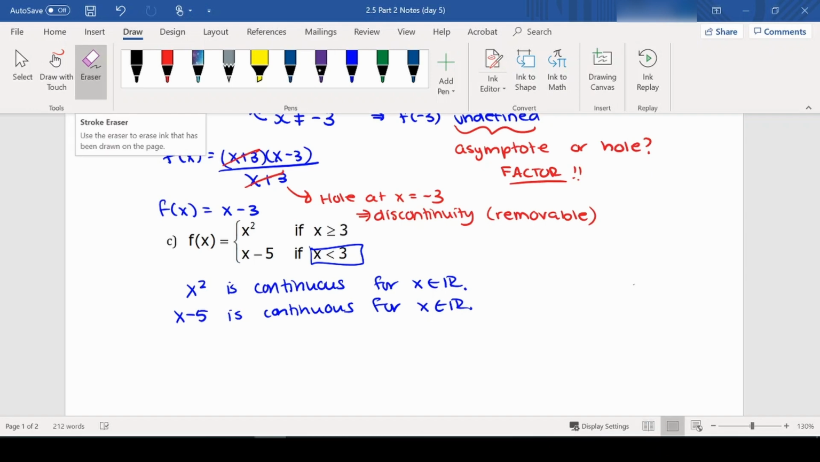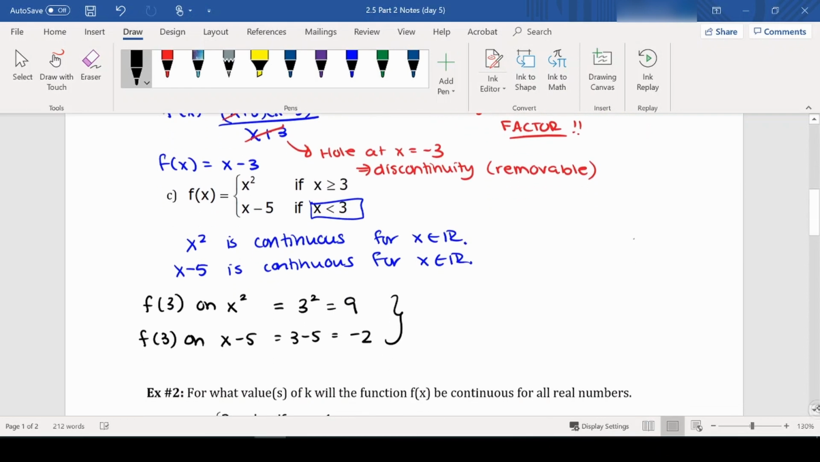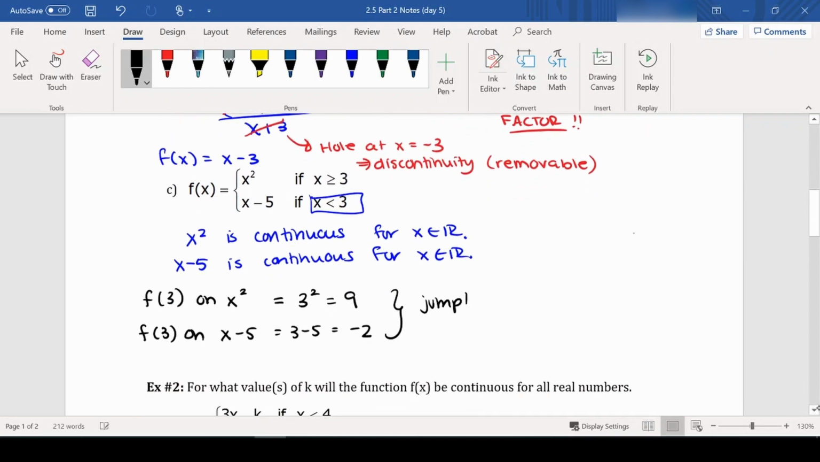So what I can do is I can just figure out from the left, okay, I'm trying to figure out if these are connected, and therefore I'm really looking to see if my limit exists. So at f of 3 on x squared, we're equal to 3 squared, which is 9. For f of 3 on x minus 5, we're equal to 3 minus 5, which is equal to negative 2. So this means that these are going to have a jump, which means this is discontinuous.